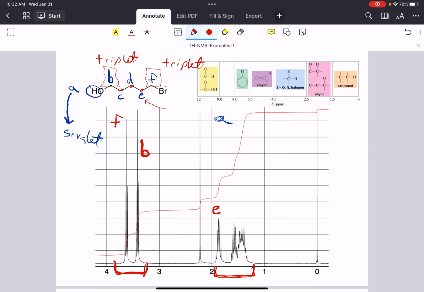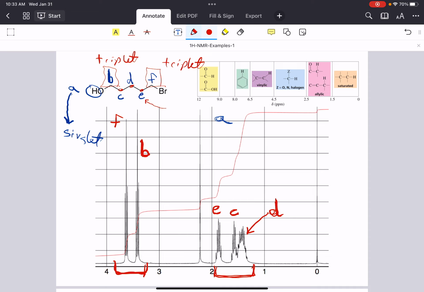The next farthest downfield one should be C, since it's closer to the oxygen than D. C should also be similarly complex. It should be split into a series of 5 peaks because it has 4 neighbors. So I can assign that one as C, and then by process of elimination, that additional peak should be D, which is going to have a more complex splitting pattern because we have, again, 4 neighbors in that system.